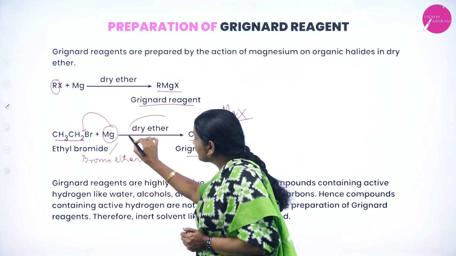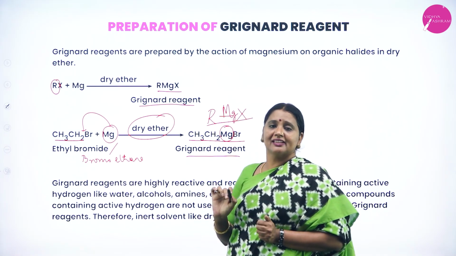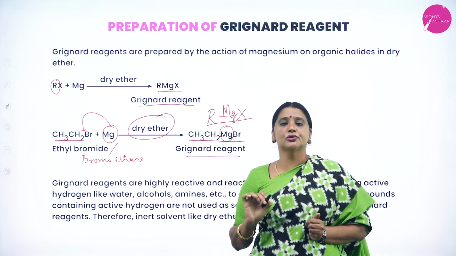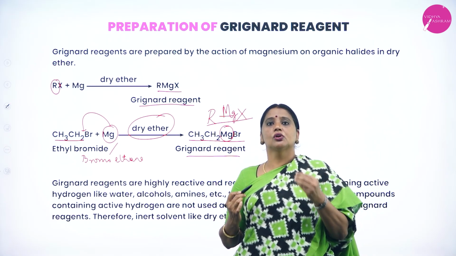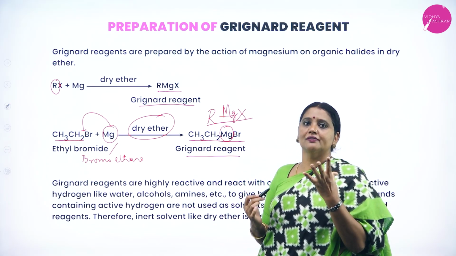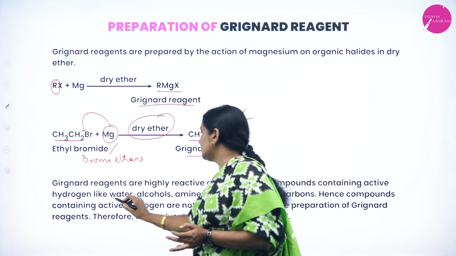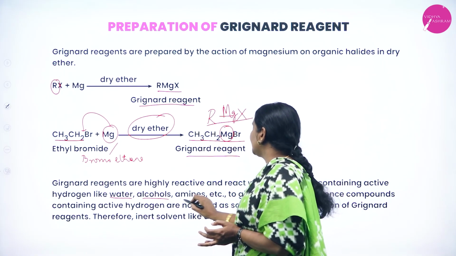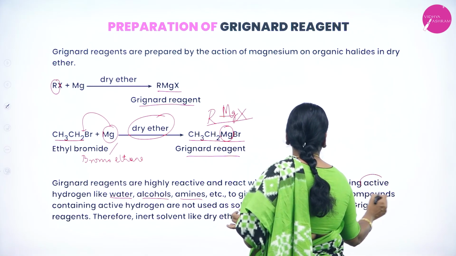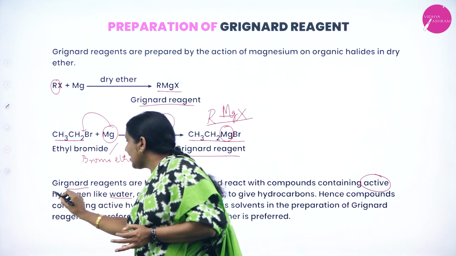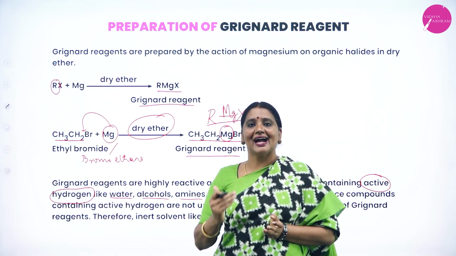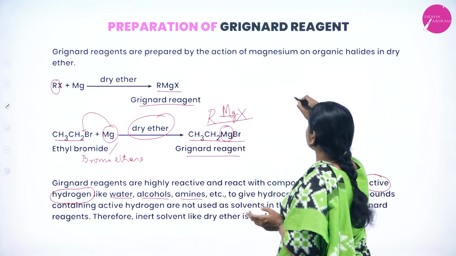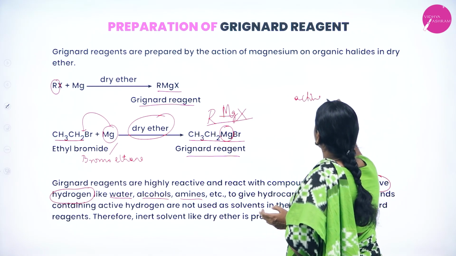So, Grignard reagent. Here, please listen carefully, my dear students. Why do you have to use dry ether only? Why can't you use other solvents? As you know, there are so many very important solvents in reactions, that is water, alcohol, amines, because they contain active hydrogen. If you use water, amines, alcohol, acid, they contain which type of hydrogen? They contain active hydrogen.